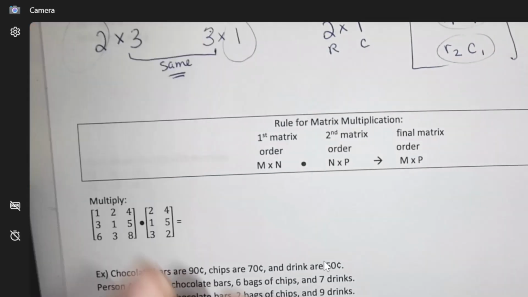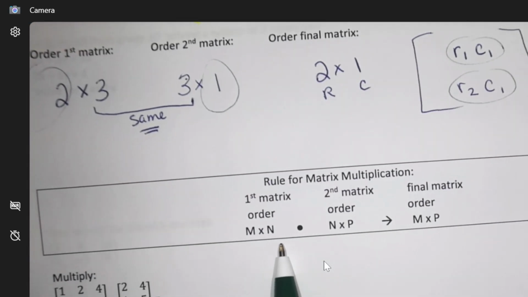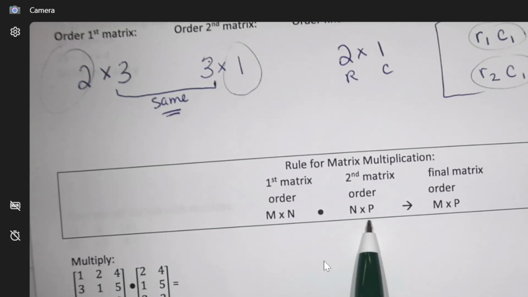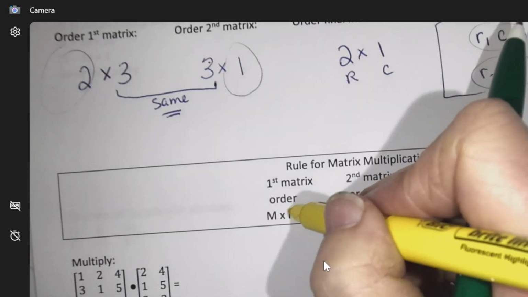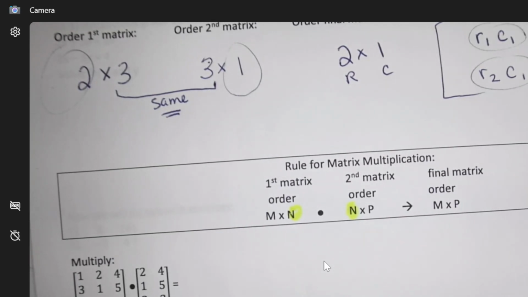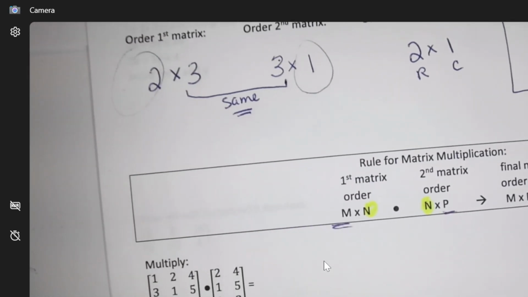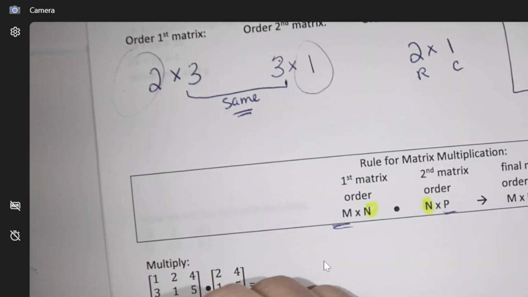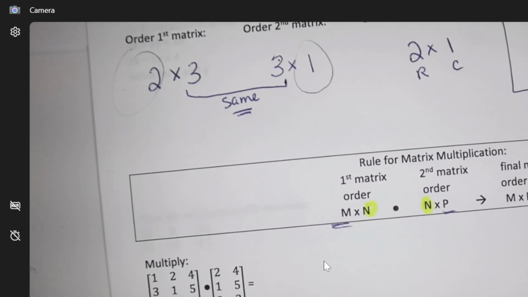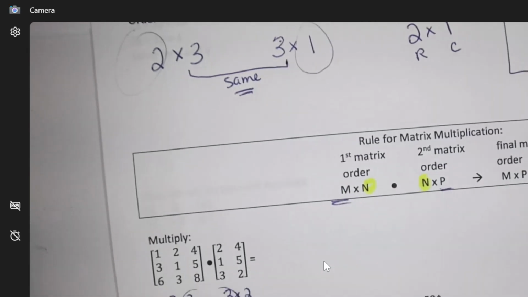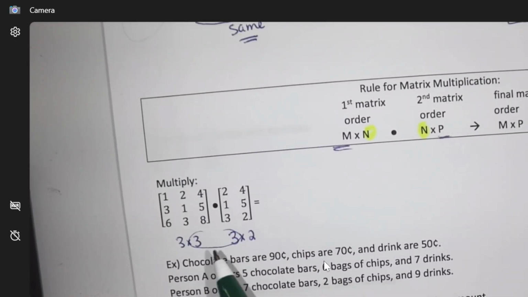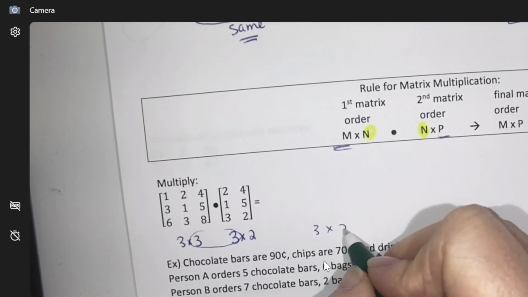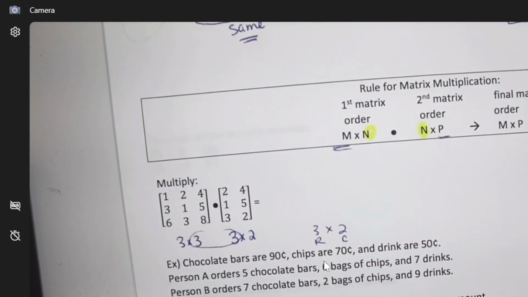Okay, so here's kind of a summary. So this is what I did. If the first one is that, the second one is that, we knew that this has to match. And then our final will end up being that. Okay, so here we go. This is a 3 by 3. And this has 3 rows, 2 columns. So my final is going to end up being 3 rows and 2 columns.